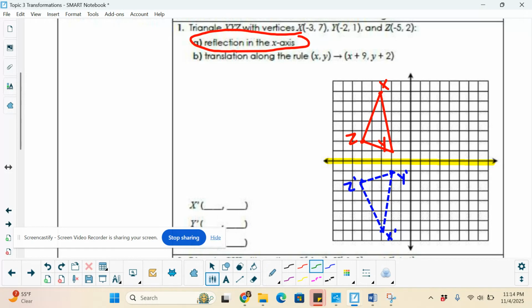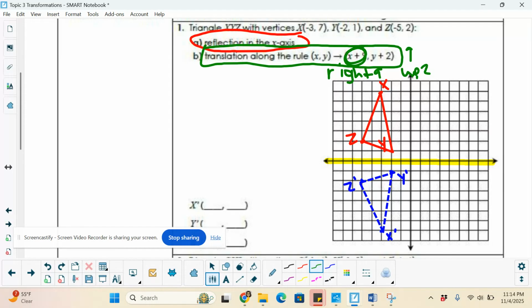Okay, so from this one, now we are going to make another move. We are going to take our blue one that we have here, and we are going to translate it with our rule here. Now remember, we look right here. That says x plus 9. If it's plus 9, we're going to go to the right. And if it is y plus 2, then we're going to go up 2. All right, so I'm going to take each point on my blue triangle and move it right 9, up 2. Here we go.